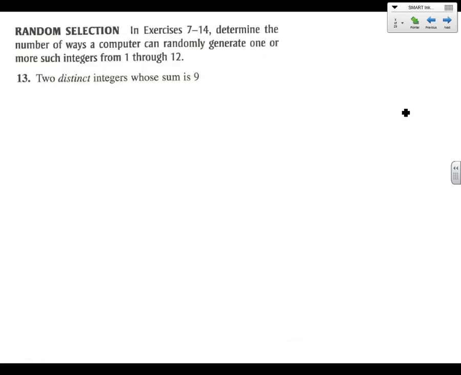So see if you can figure out this one, slightly different than 11, numbers 1 through 12. How many of those, if you added them up, would you get 9 if they were distinct? Can't repeat numbers is what that means. Distinct means can't repeat the numbers.